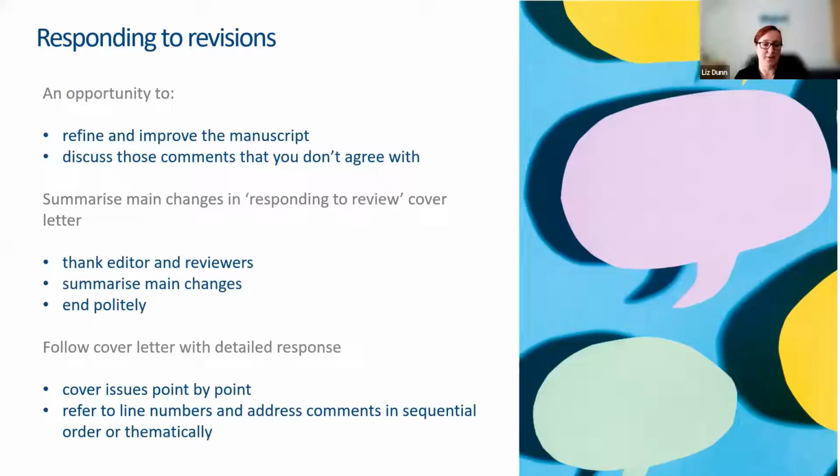As the author, the comments of the referees give you an opportunity to refine and improve the manuscript, and also to discuss the comments that you don't agree with, and that's perfectly fine to do. In writing your response, we suggest providing a cover letter which summarises the main changes that you've made, and also then a more detailed response line by line to the reviewer's comments, providing details of what you changed or why you didn't make any of the changes requested, if that's what's happened.